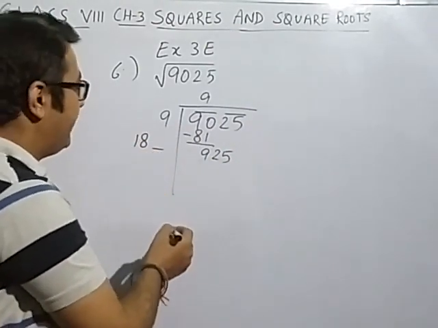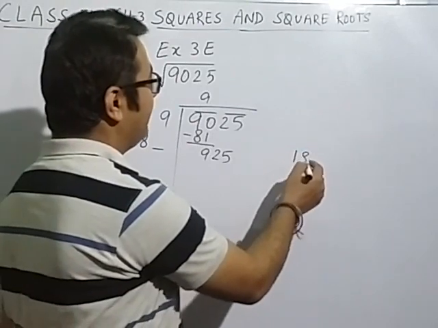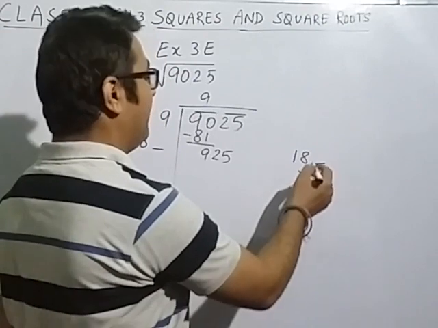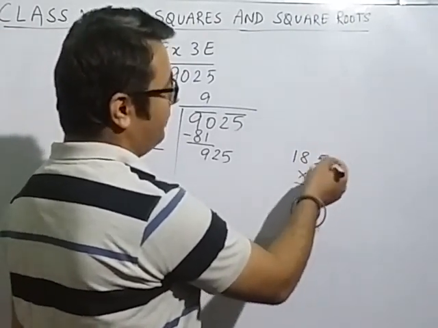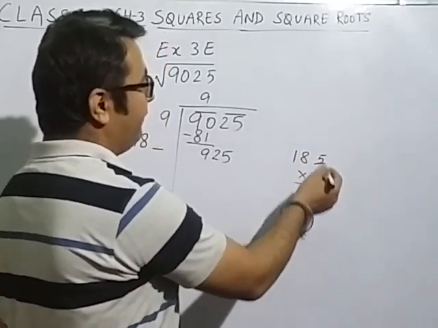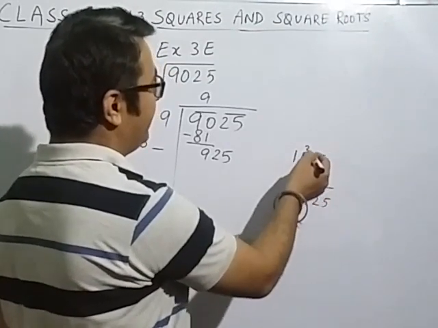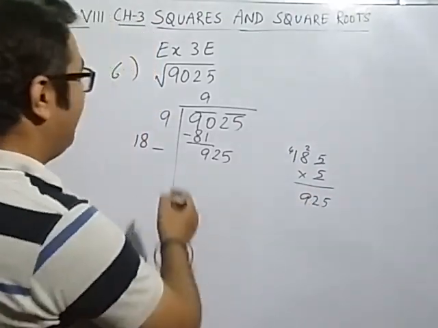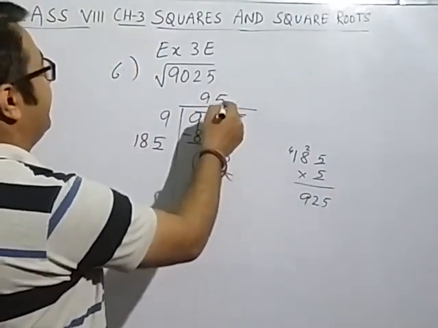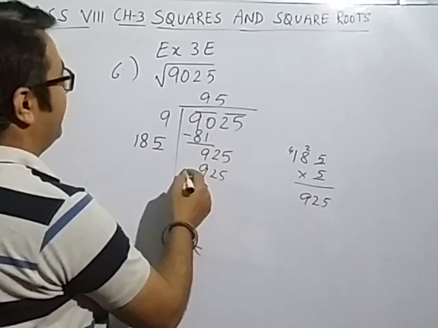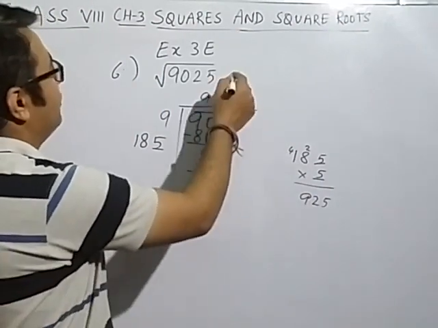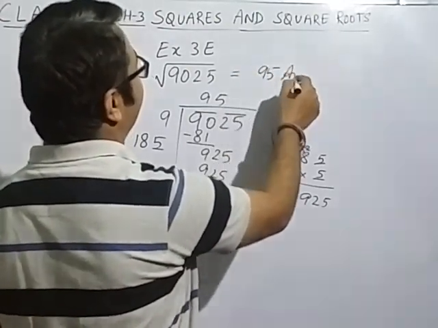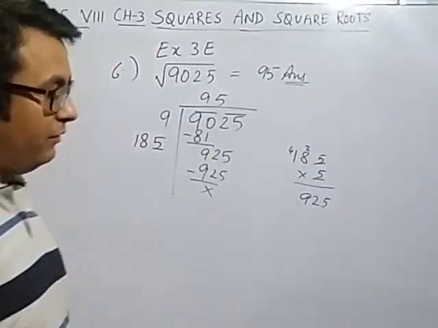Now I will copy the next pair and add this 9 here, so it will become 18. Now which number should I take along with 18 so that the product is 925? I know 185 5s, let us try. 5 5s are 25, 5 8s are 40, 42, 5 1s are 5 plus 4, 9. So 185 5s is 925. So the remainder is 0. So the square root of 9025 is 95. This is how we will solve.